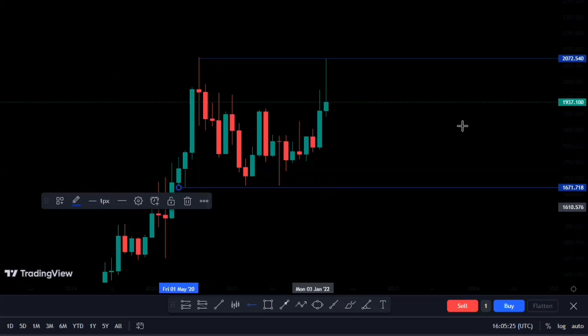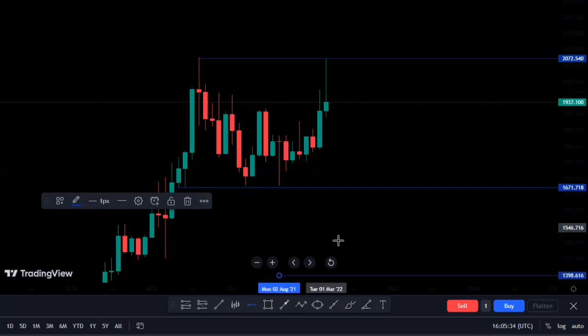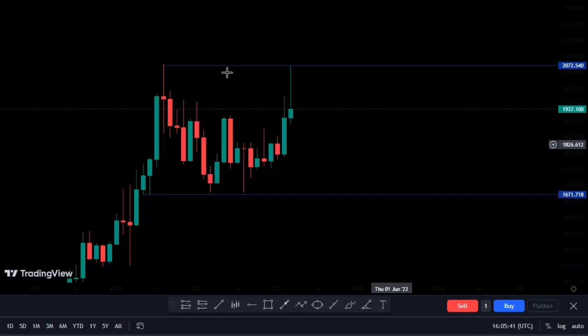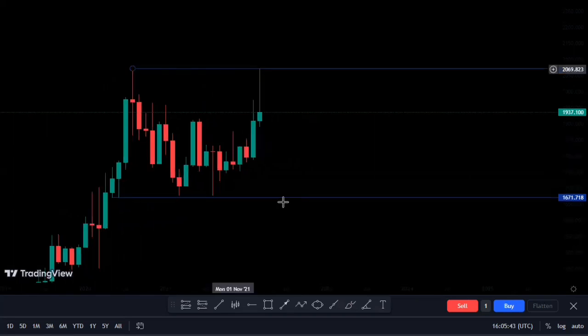And then from here, I'm done. From the bigger picture, I'm done. I have nothing to work with here. So for my bigger picture, as you can see, I'm done. I have outlined the high and the low of the structure.